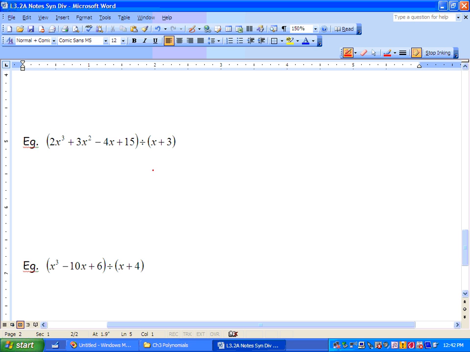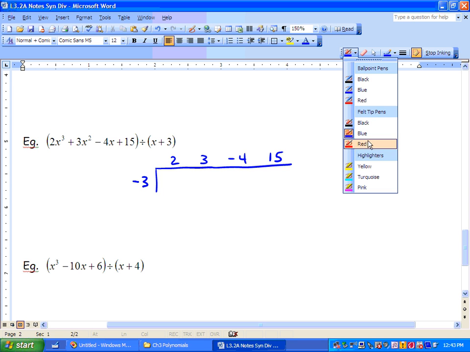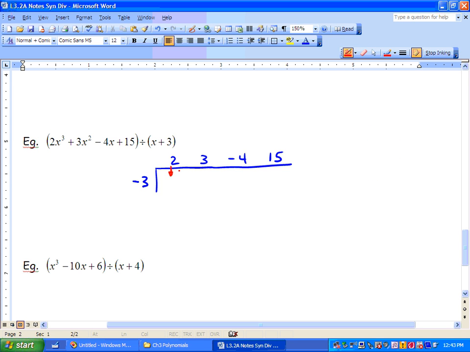We're going to take and draw a shelf. We're going to write down our coefficients on the top, a 2, 3, a negative 4, and a 15. And off to the side, we're going to write the opposite value here, which is going to be negative 3. Okay, reminder of the steps. The first value drops straight down, and then we're going to always involve the number off to the side. So it's going to be negative 3 times 2 is negative 6, and then we're going to add the 3, and we're going to get negative 3.